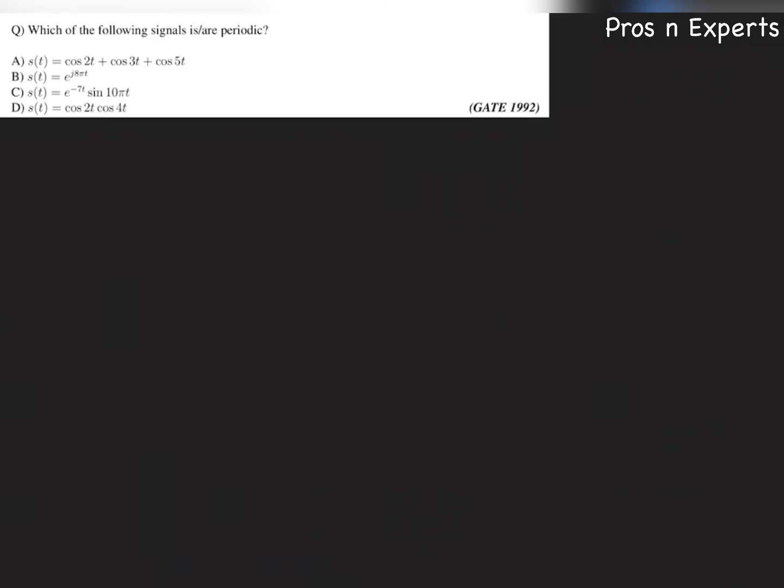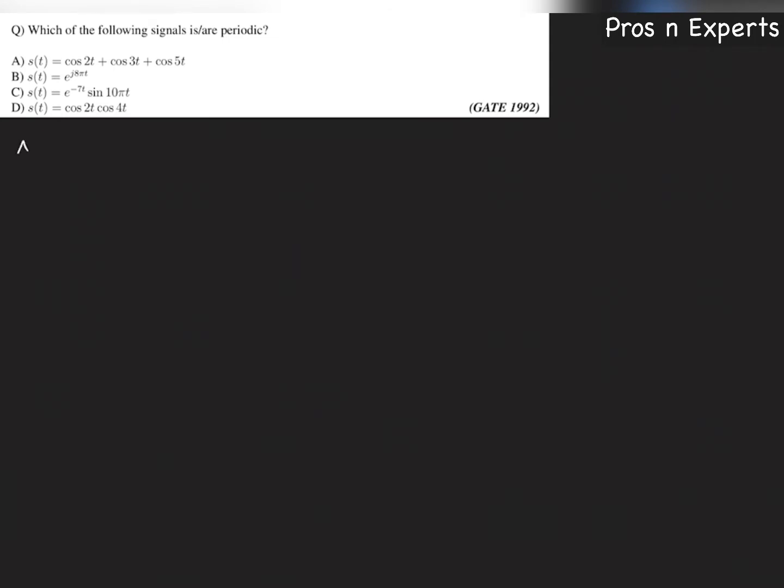Let's start our first question. Which of the following signals is or are periodic? Here are four options. And listen, this is a GATE 1992 question. In 1992, there was a multiple select format, that means more than one option may be correct. Later on, that scheme was removed, but in GATE 2021, multiple select questions were reinstated. So, among the four options, one or more signals may be periodic. Let us check that.